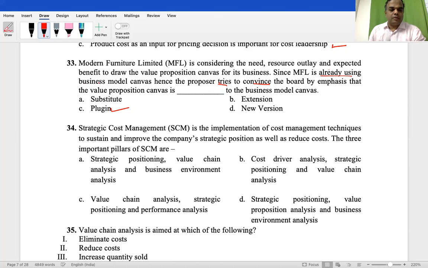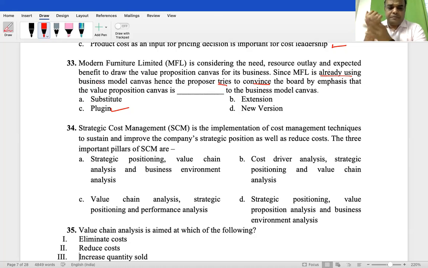Sir, what is the difference between plugin and extension? Plugin means that if any fault is already there, we are going to plug it. If you want to do an expansion activity, then it is called extension. Okay, sir. Thank you.